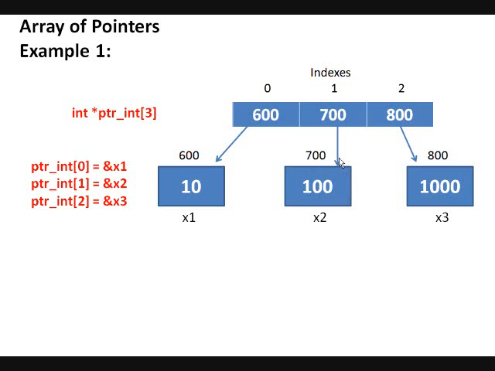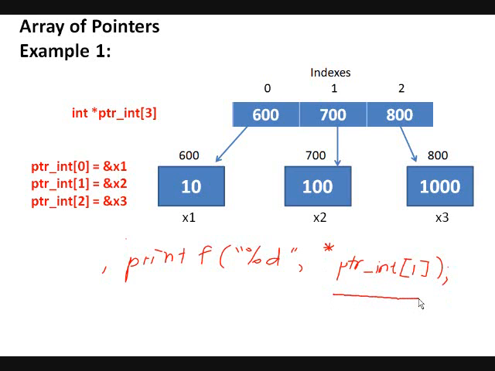So if you want to print 100 using the pointer here, then you can just simply use a printf statement. For example, you can write your printf statement here. You will use %d since it's an integer, and use the dereferencing operator, then the name of the array, and the index, which is index 1. So if we trace this, the address located in ptrint index 1 is 700. Using the dereferencing operator, it will access the value located at address 700, which is 100. So it will display here the value 100.